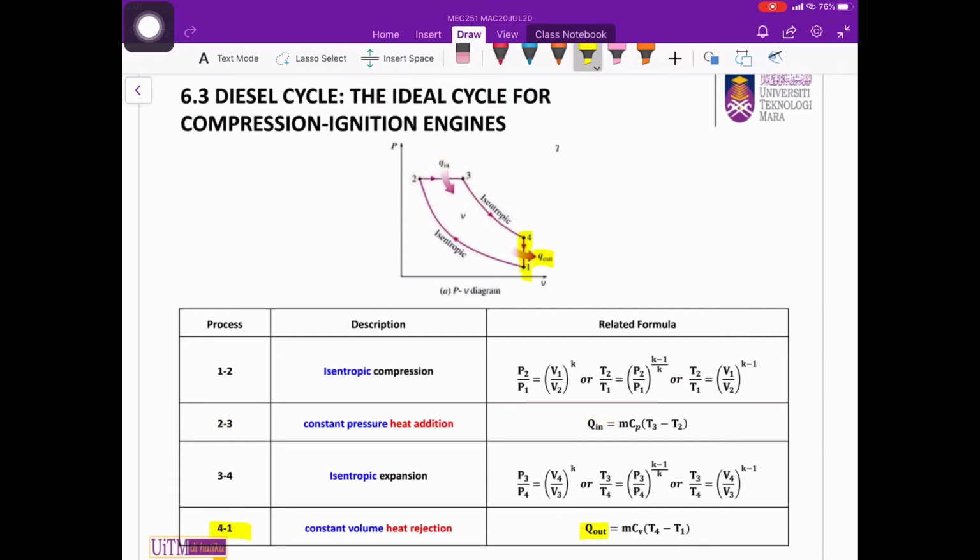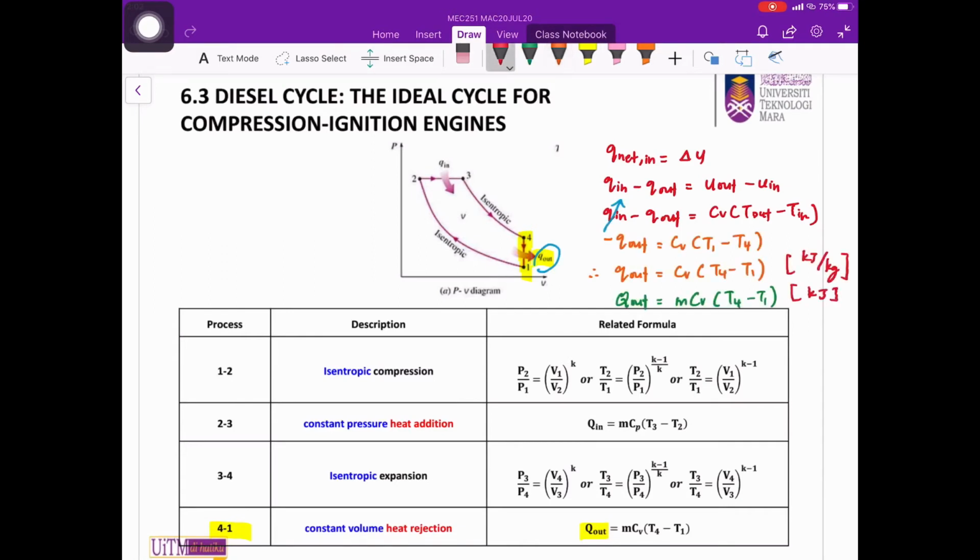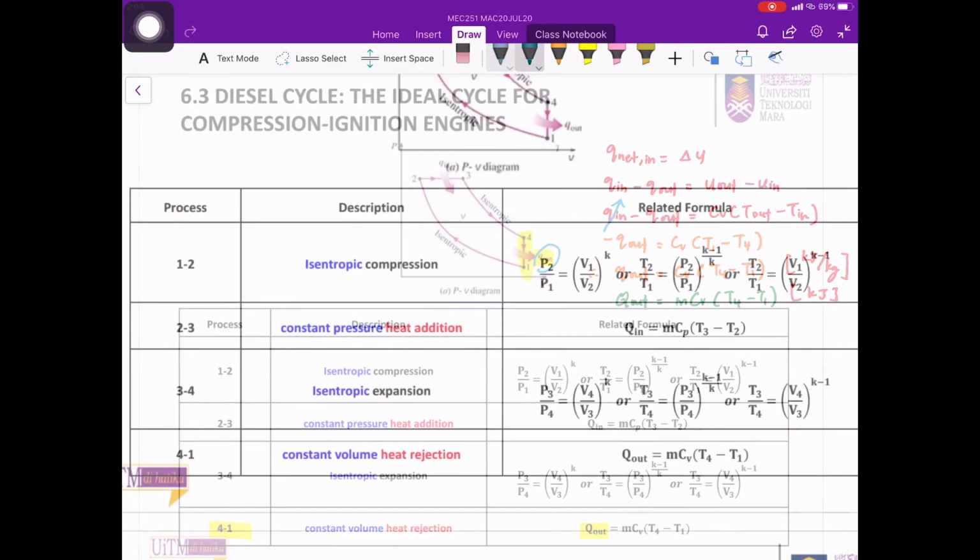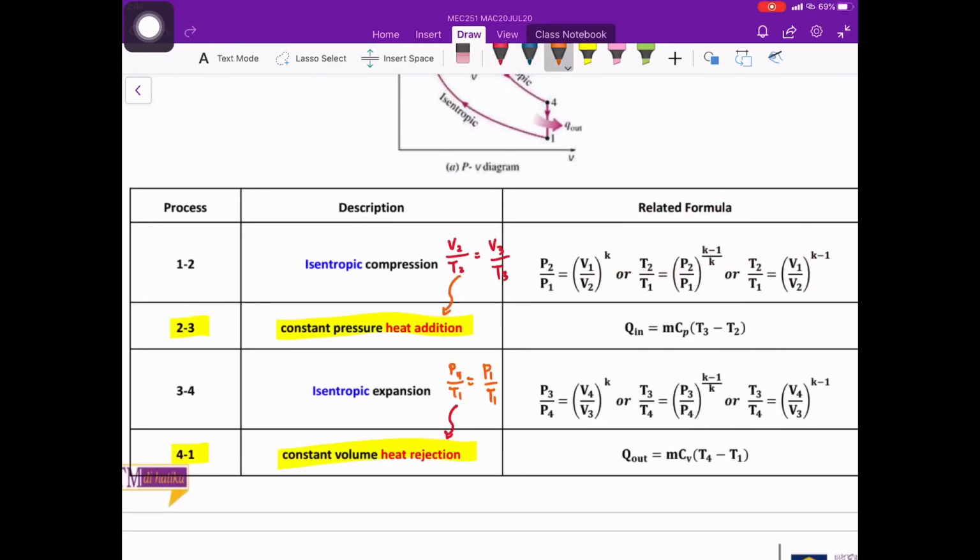For the constant volume heat rejection process 4 to 1, we can have this expression from the non-flow energy equation. In addition, we can use the ideal gas relation for process 2 to 3 and 4 to 1, where for constant pressure heat addition, we can use the relation V2 over T2 equals V3 over T3. And for the constant volume heat rejection process, we can use the relation P4 over T4 equals P1 over T1.